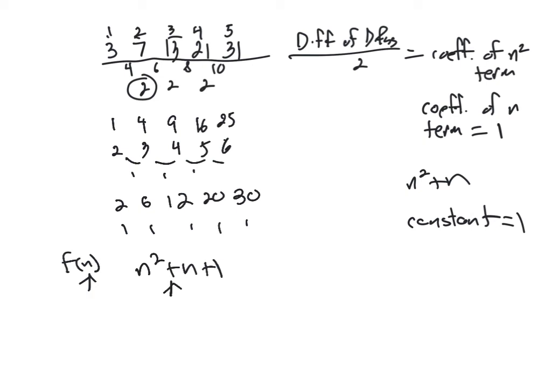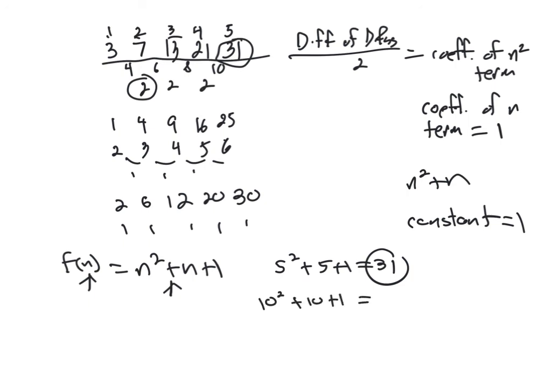So in other words, n squared plus n plus 1 is the function that relates our term number to our term value. For example, when we plug in 5, we get 5 squared plus 5 plus 1 equals 31, which is in fact the value of our 5th term in the sequence. If we want to know the value of the 10th term, we would just plug in and get 10 squared plus 10 plus 1 is equal to 111.